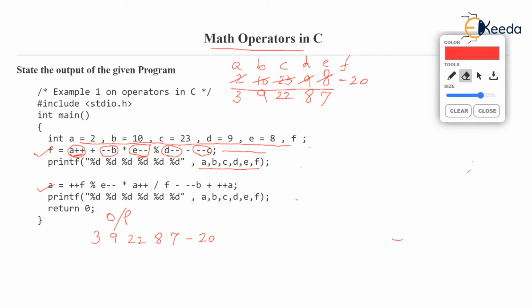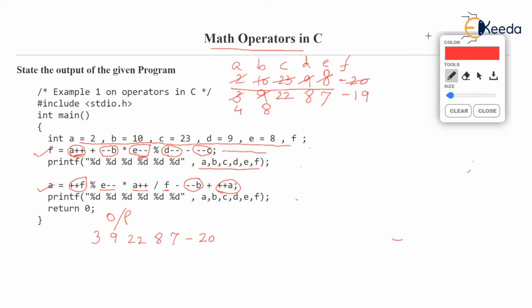Okay, let's check that. The expression here contains the prefix increment, so we should first increase f. Minus 20 when increased by 1 becomes minus 19. Next is e minus minus, and a plus plus is postfix. f does not have any prefix or postfix associated with it, but minus minus b is the prefix. So we will decrease b by 1 and b becomes 8. Also, plus plus a here is the prefix, so we will increase a by 1 and a becomes 4.